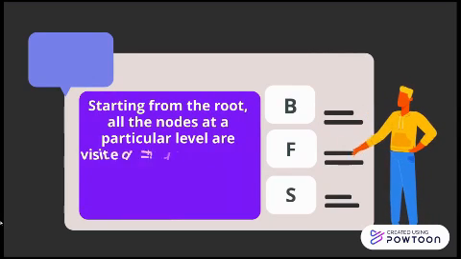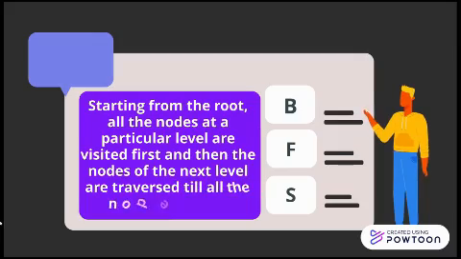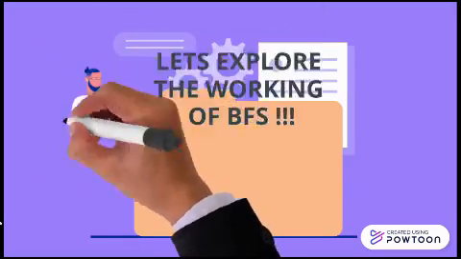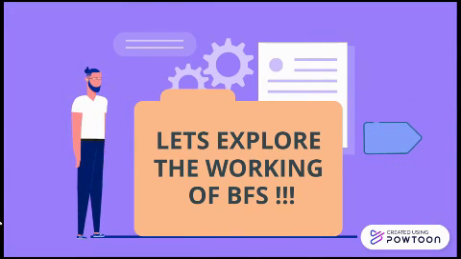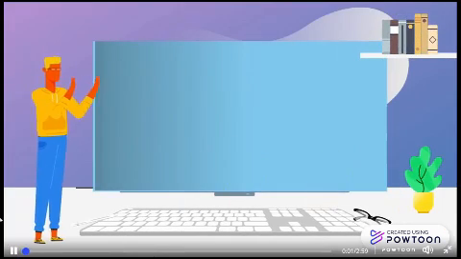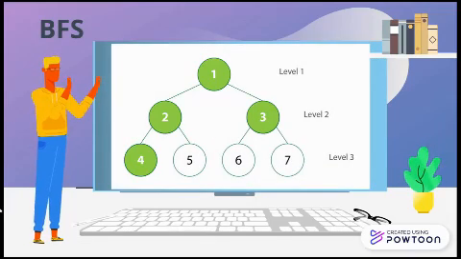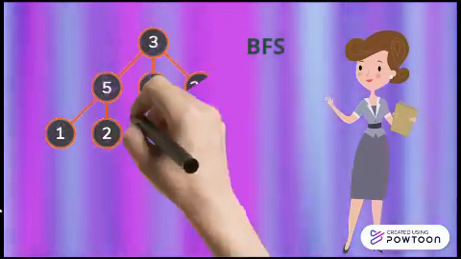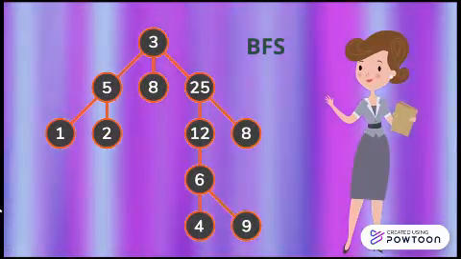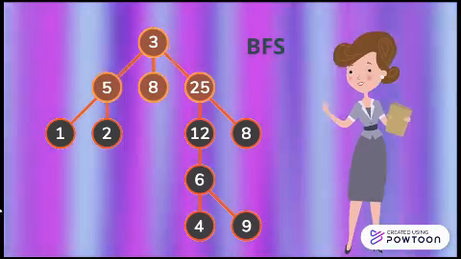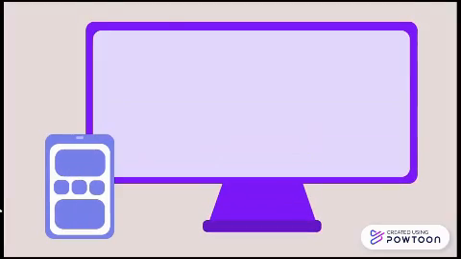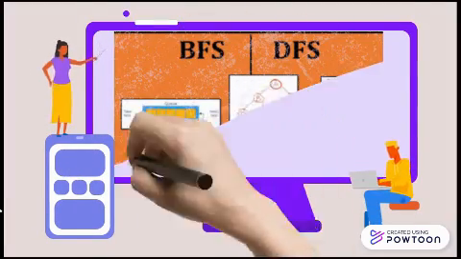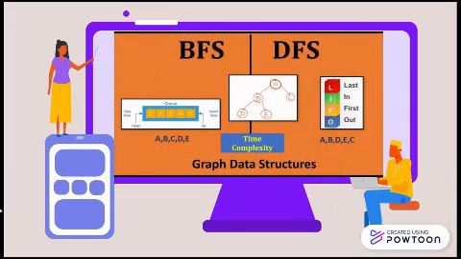Starting from the root, all the nodes at a particular level are visited first, and then the nodes of the second level are traversed till all nodes are visited. Let's explore the working of BFS. BFS visits 1, 2, 3, 4, 5, 6, 7. Now let's have a look at this example. First it starts from 3, 5, 8, 25, 1, 2, 12, 8, 6, 4 and 9. So this is how BFS and DFS are used.